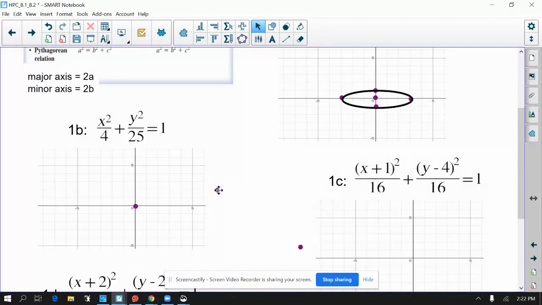To plot my vertices from the center, I go 5 up and 5 down. Then this tells me my minor axis. This is B squared, so B is 2. I go 2 to the left from the center and 2 to the right, and I graph my ellipse.